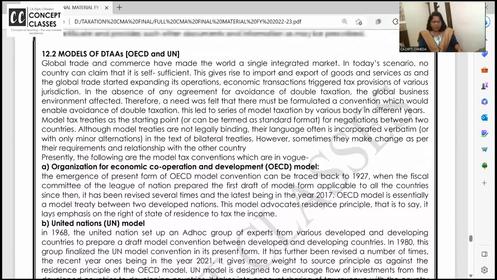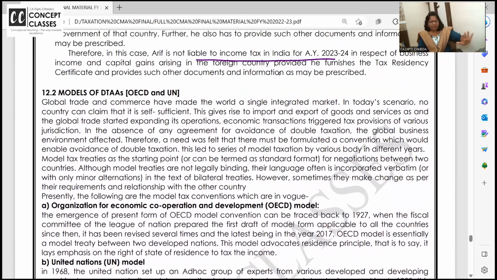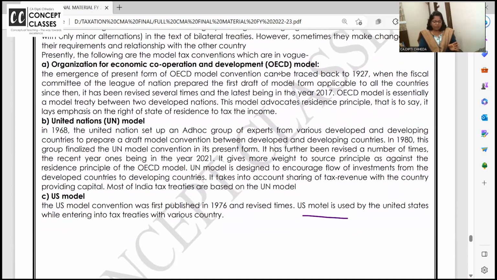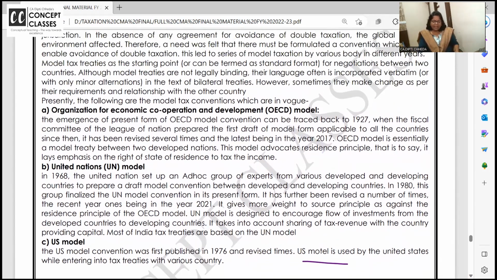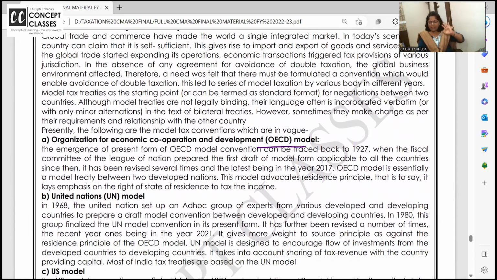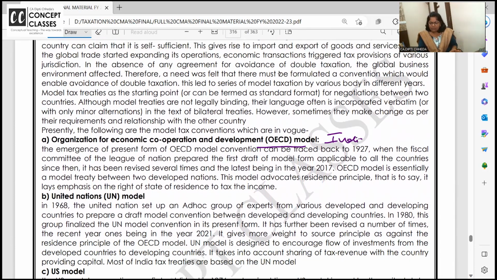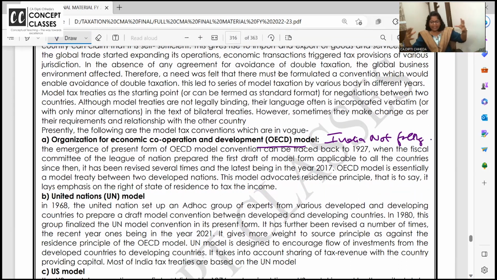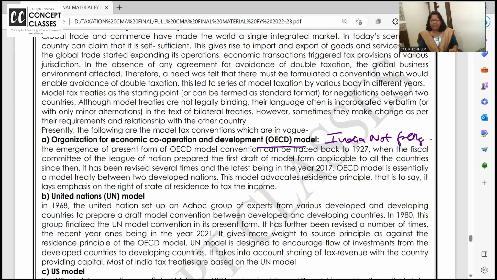And last, as we close the chapter, this is a GK for all of you. DTA के भी 3 मॉडल है. One is the US model, जो US countries, जैसे even in IFRS US GAAP अलग है, वैसे US model है ये, जो हम फॉलो नहीं करते. Then one model of the DTA is OECD, which India is not following. OECD is what? Organization for Economic Cooperation and Development.